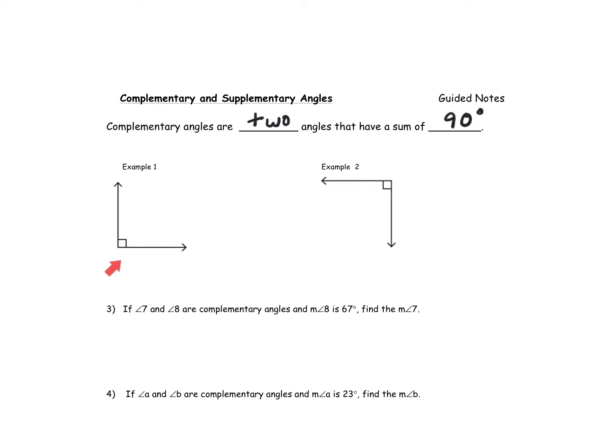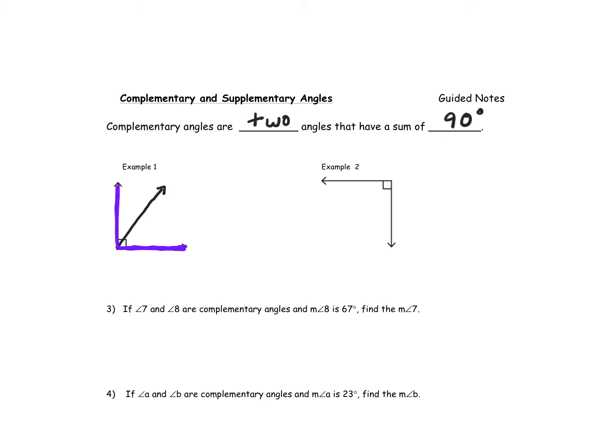If you look at our diagram, for example, 1 and 2, you're going to notice this little box. That's our symbol for a right angle, which is 90 degrees. But we just have one angle, so this angle by itself is not complementary. It is just a single right angle. This angle right here is 90 degrees. Now if I took another ray from this vertex, I've created two angles within this 90 degree angle. This right angle still has 90 degrees, but we've created two separate angles.